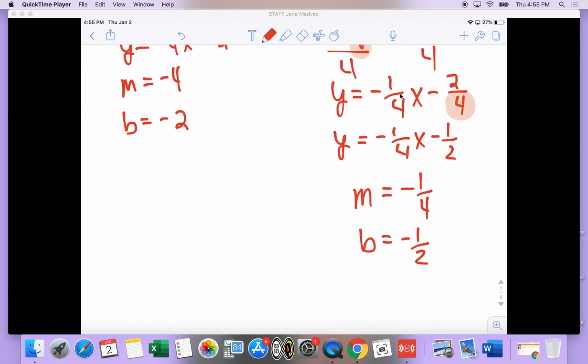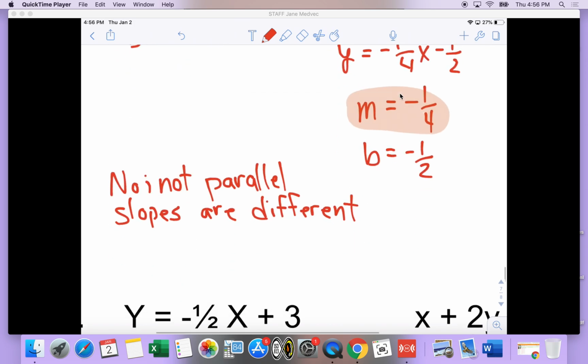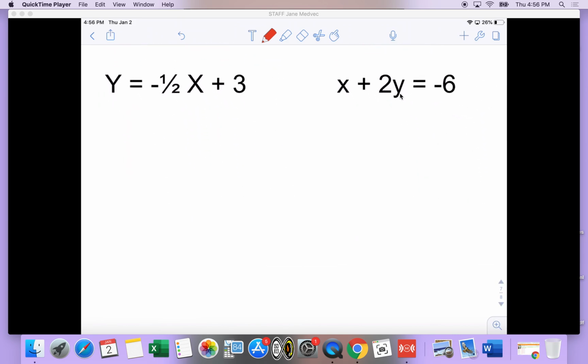And you're going to notice that my m's, they're not the same. So no, not parallel. Slopes are different. And again, the slopes need to be the same and the y-intercepts need to be different. All right, let's move on to the final problem for today.